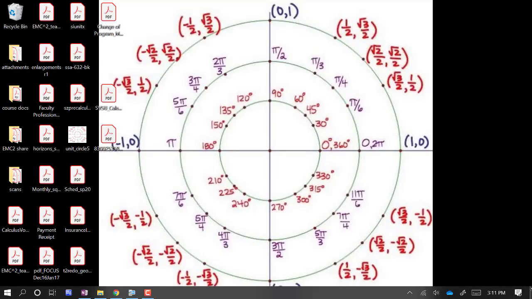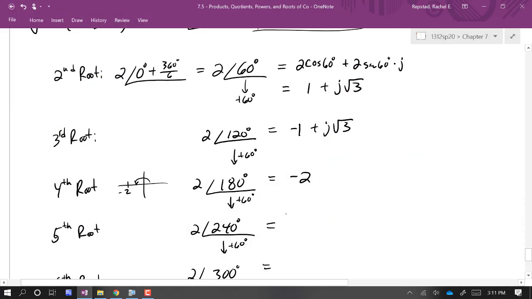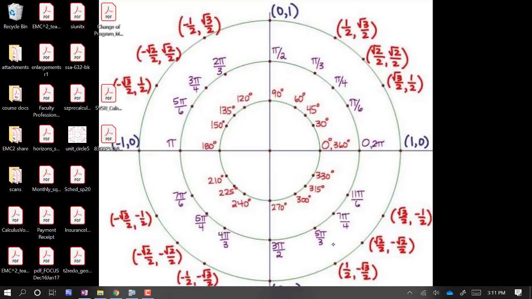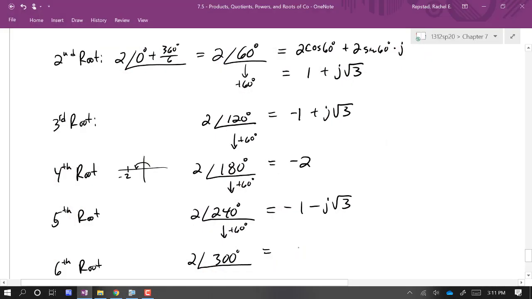At 240, cosine is negative a half and sine is negative root 3 over 2, and again I'm multiplying both of those by 2, so I'm going to clear those denominators. So that's negative 1 minus j root 3. And at 300 degrees, cosine is a half and sine is negative root 3 over 2. So when I multiply those by 2, I get 1 minus j root 3.